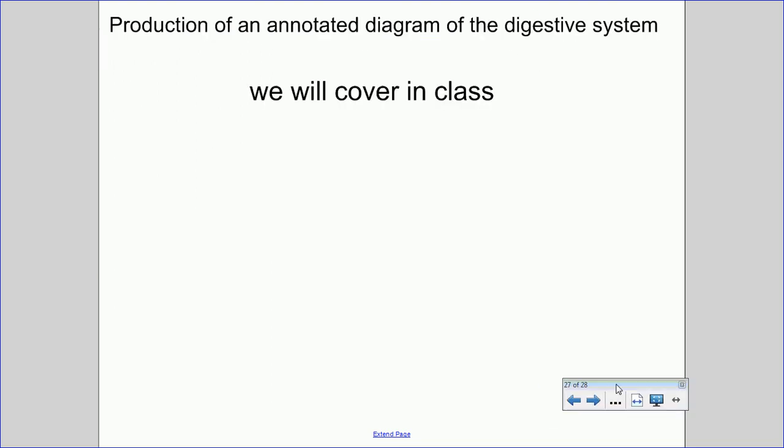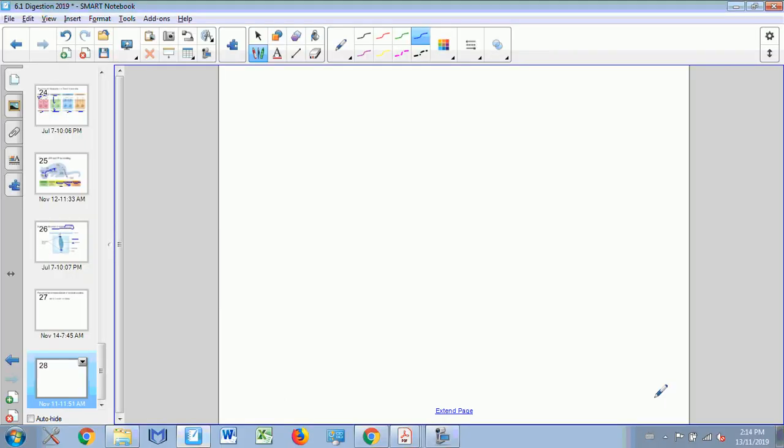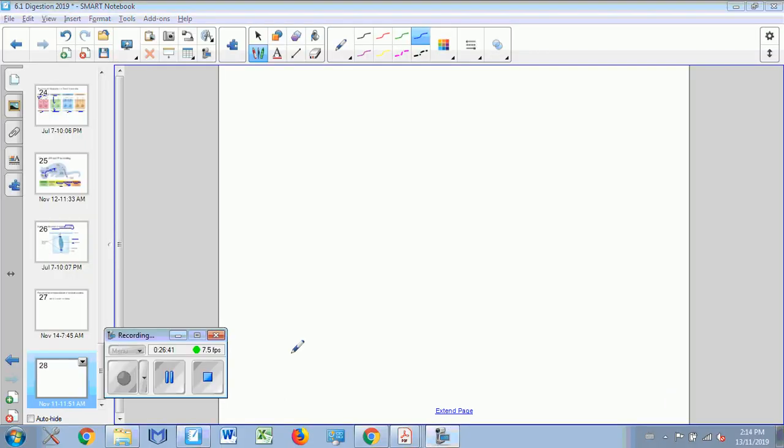And the last part that we will do is go through producing an annotated diagram of the digestive system, which we will cover in class. So that is the end of this video for topic 6.1 on digestion and absorption.